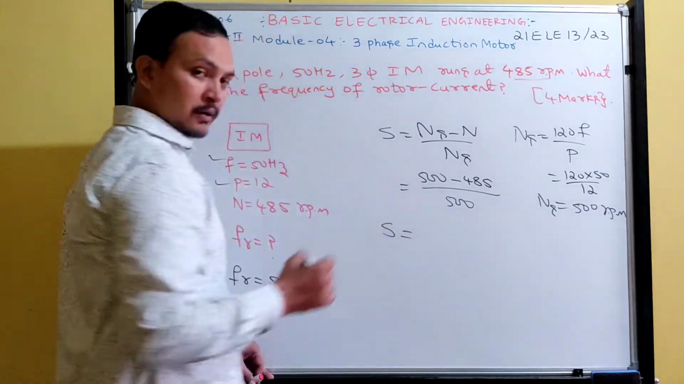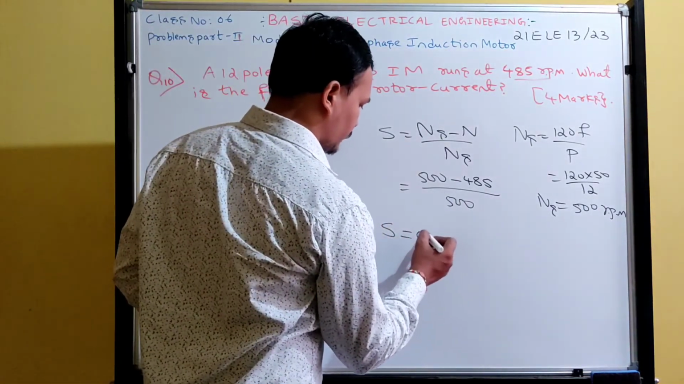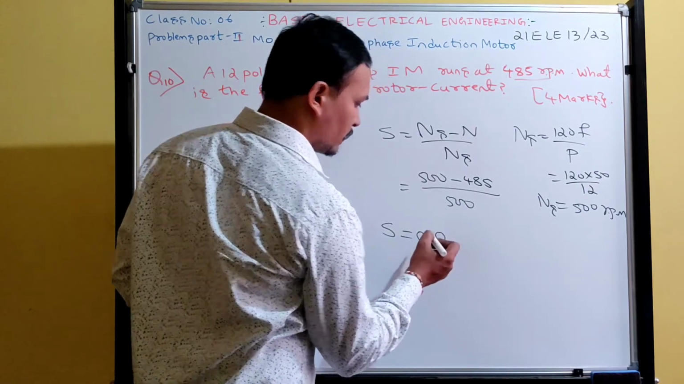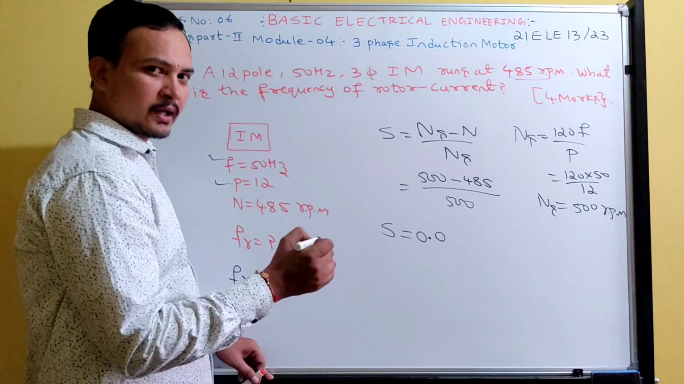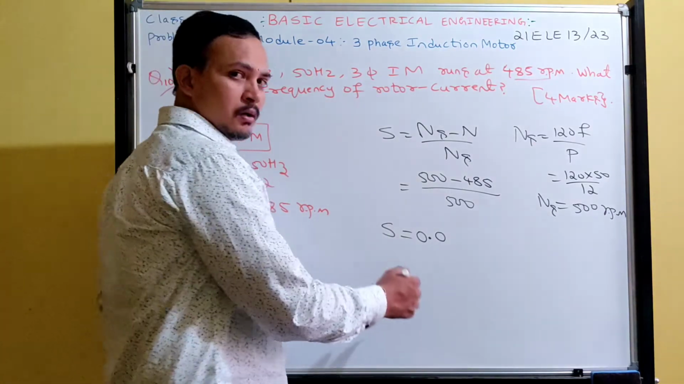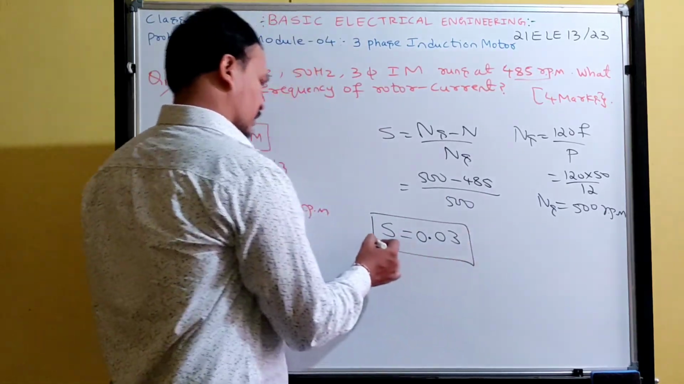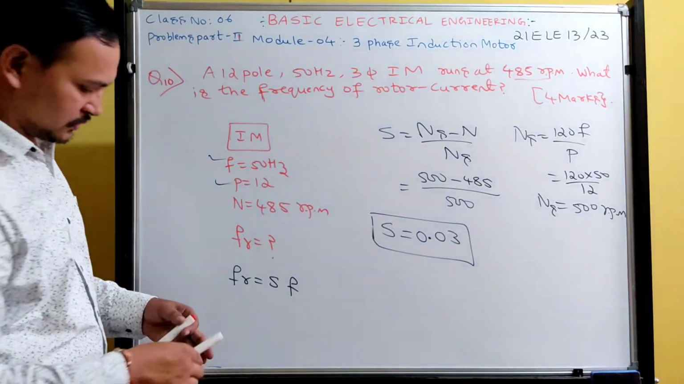Do it in calculator. You will get the slip. How much? You already calculated? Please tell the answer. Okay, fine. 0.03. Excellent. Okay, slip is 0.03.